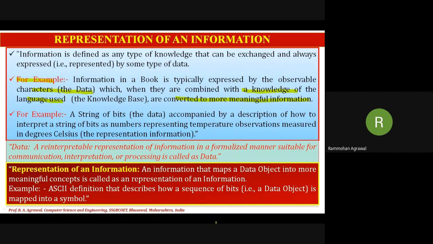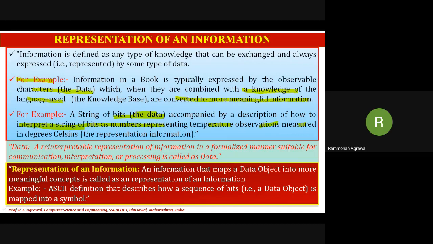Okay, another example: a string of bits is the data, accompanied by a description of how to interpret the string of bits as a number representing some temperature observation measured in degrees Celsius. Okay, this is how information is represented. You can have n number of temperatures, but what is recorded becomes your representation of information, and whatever value is recorded, that value becomes your data.